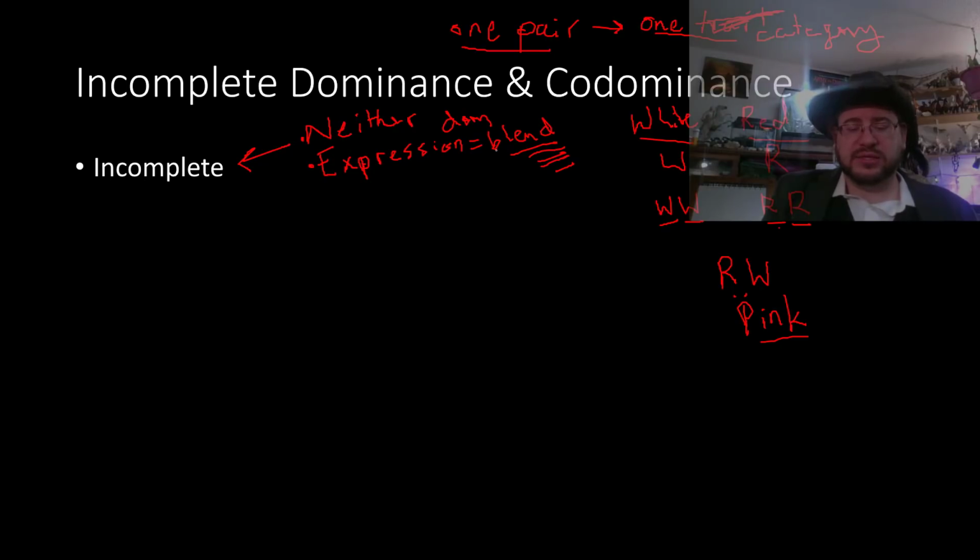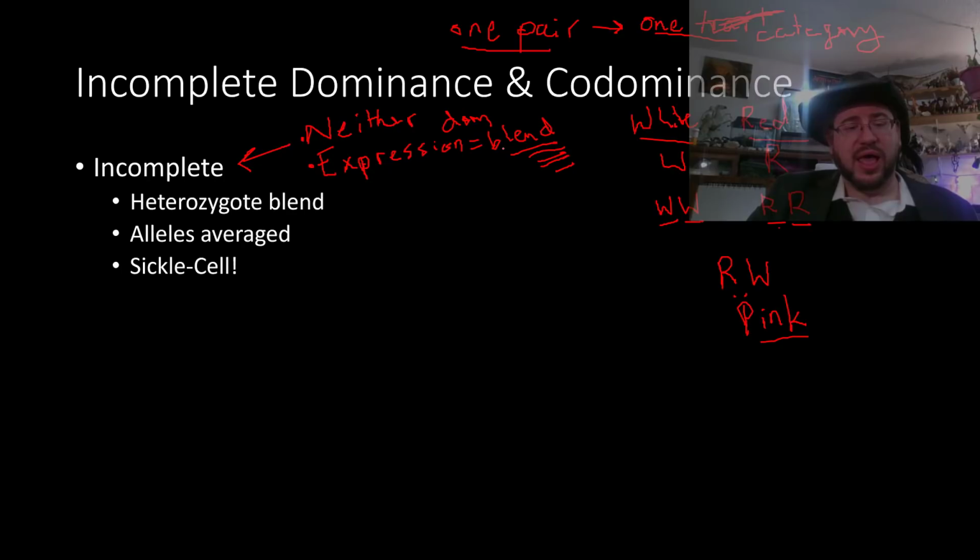of the alleles. I made such a big deal about this because basically your alleles are averaged, right? So sickle cell technically comes in incomplete dominance because you have some sickle cells and normal red blood cells. So technically, you're getting multiple kinds in there. Anyway, codominance.